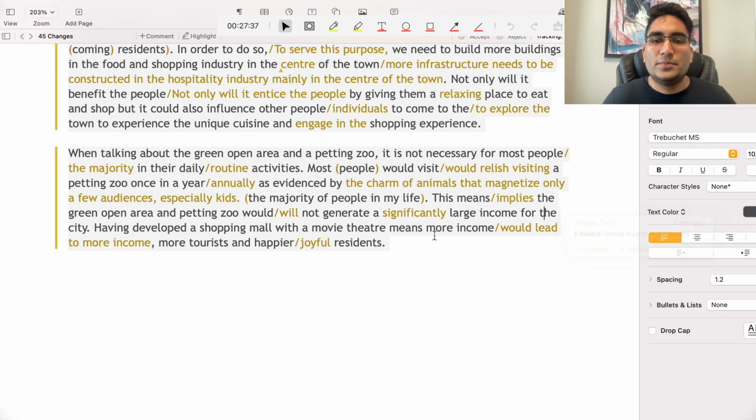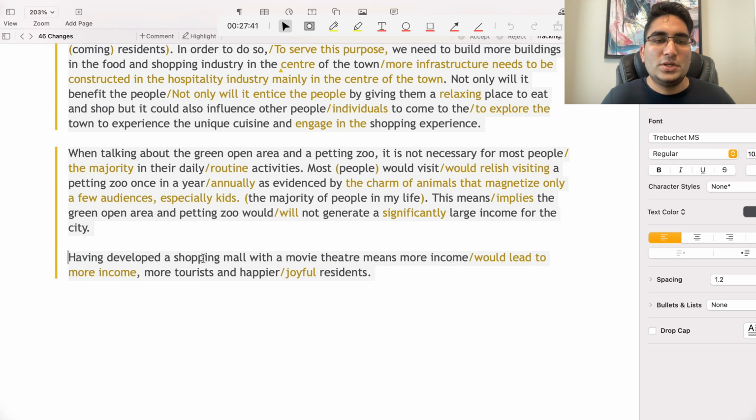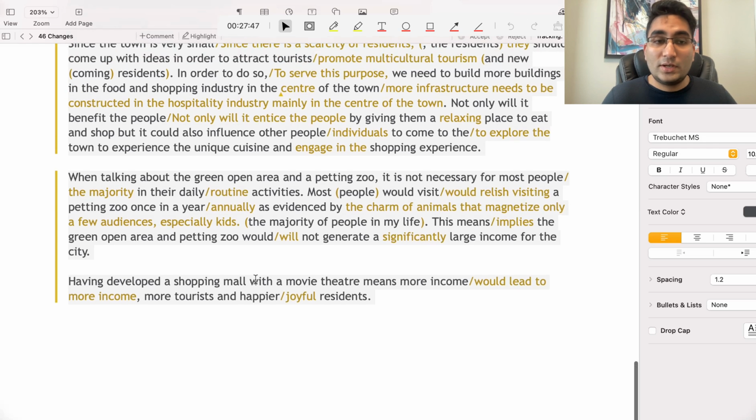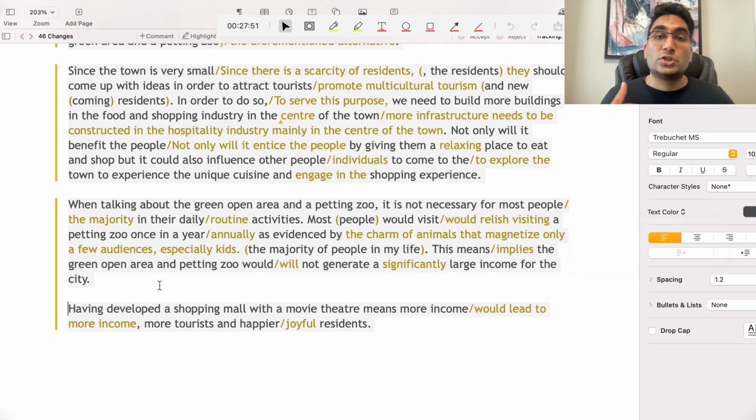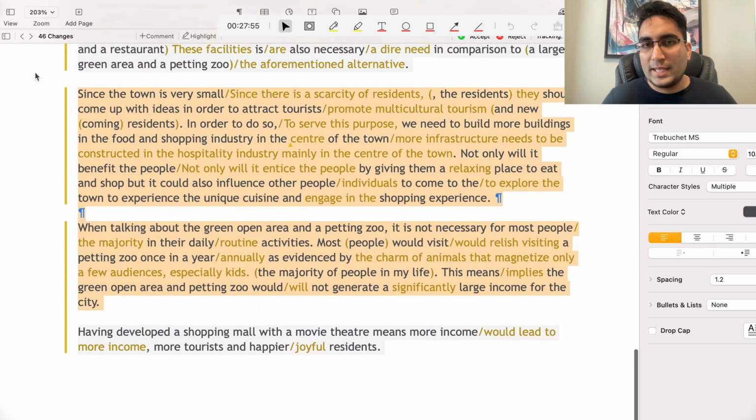Okay, having developed a movie theater would lead to more tourists. This part, she's now going back to her original opinion. She's kind of rephrasing her opinion, which goes in the conclusion. So this could have been a good conclusion instead of mixing it up with that paragraph. And that's, again, the structure mark that she's going to lose. But with the task response, I'm actually pretty happy.